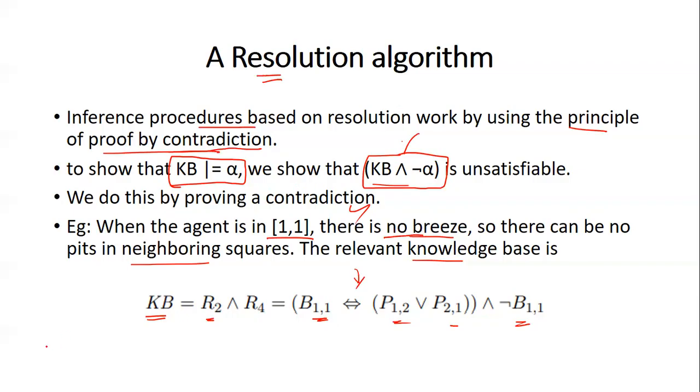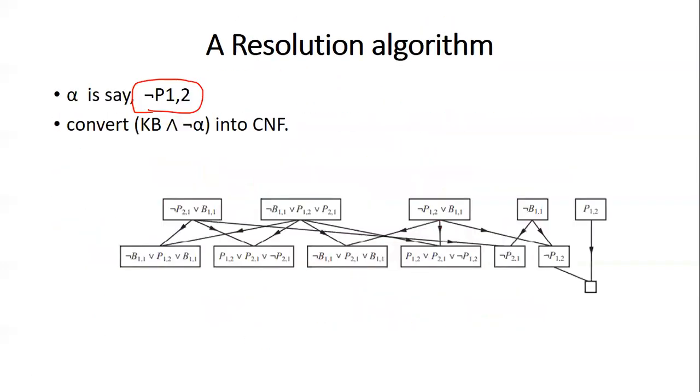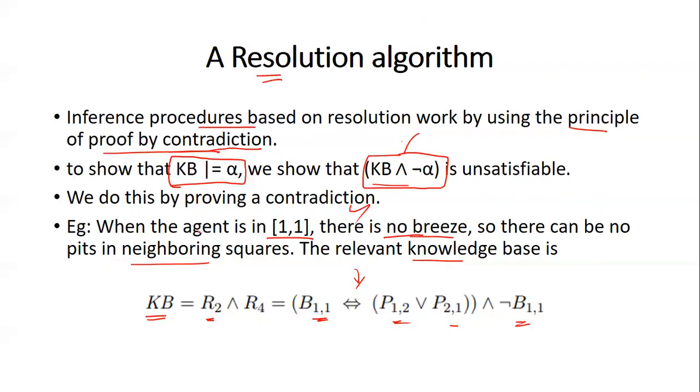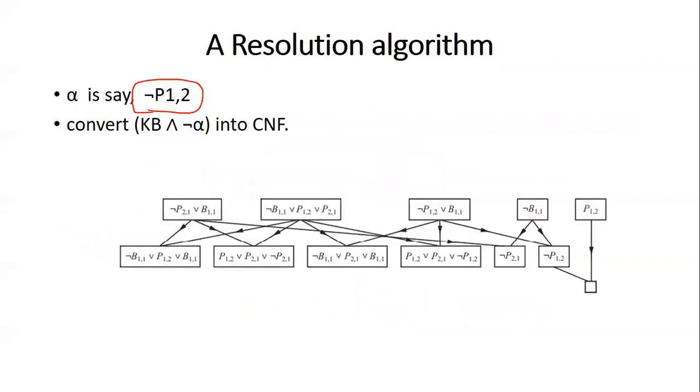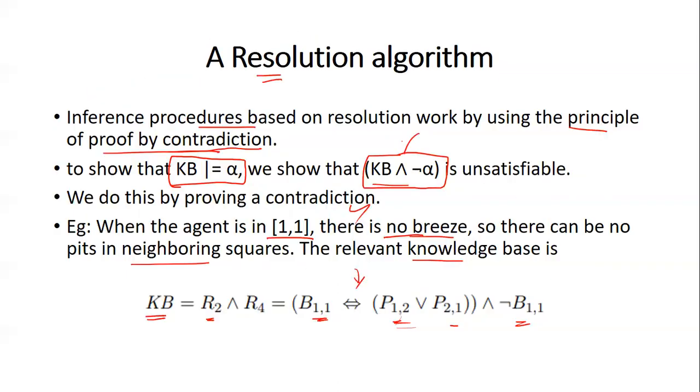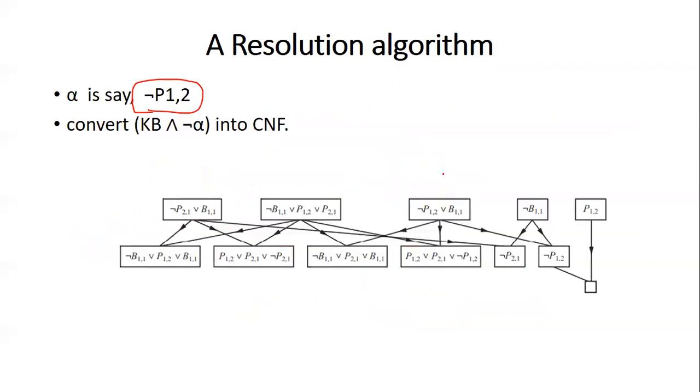Okay. So alpha is what? There is no pit in 1,2. That is alpha, right? Because what is our KB? Our KB is if there is breeze in 1,1, there is pit in 1,2 or 2,1, and there is no breeze in 1,1. As there is no breeze in 1,1, there is no pit in 1,2, right? Okay. But resolution works through contradiction. So what is contradiction? KB and not alpha we should prove. So we should try to prove KB and not alpha.